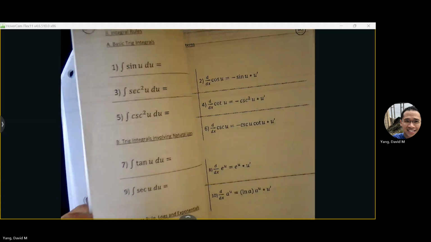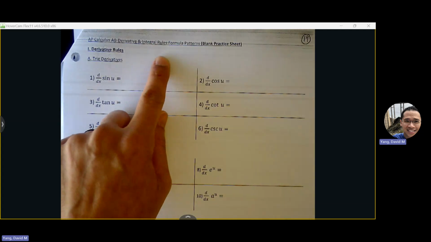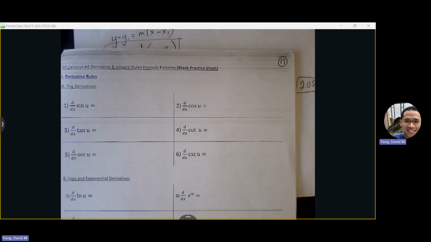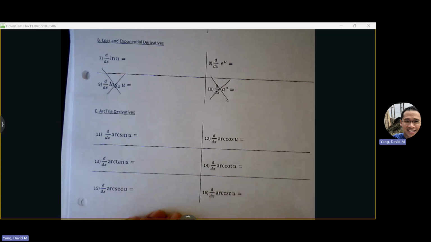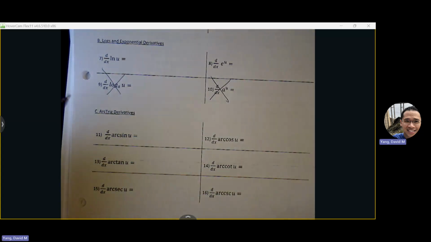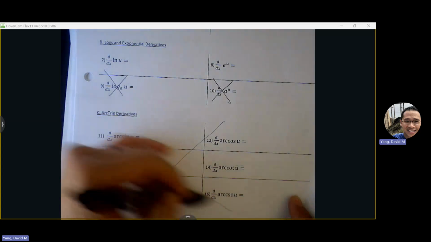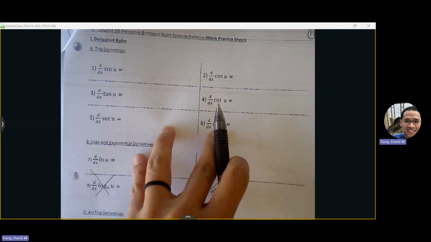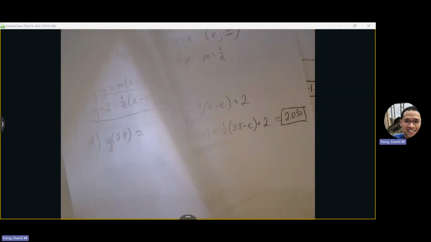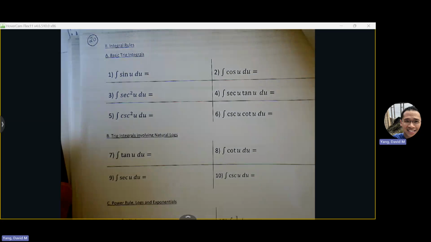And then also on page 19, there's a blank practice sheet. I think it's good for you to practice those rules. Let me cross off the ones that you maybe don't have to worry about. So rules number 9 and 10, those aren't as important. And as far as arc trig derivatives, we don't have to worry about those either. I want you to know your original derivative rules, your natural log, your e to the u derivatives, and then all your integral rules on the back.